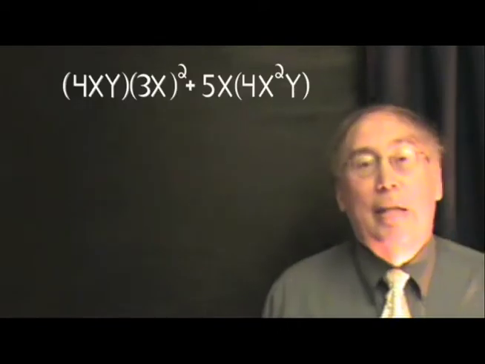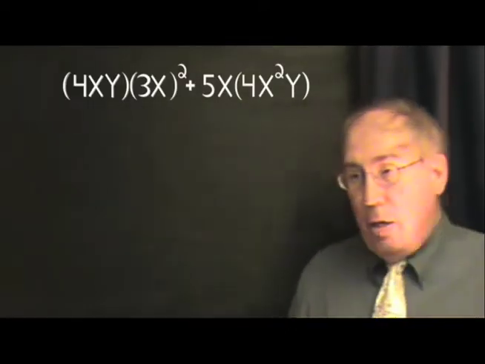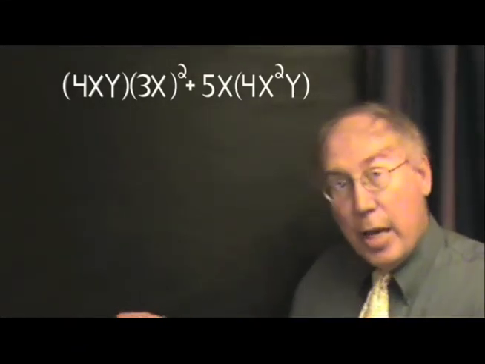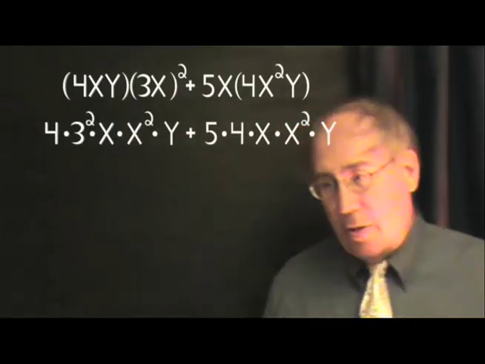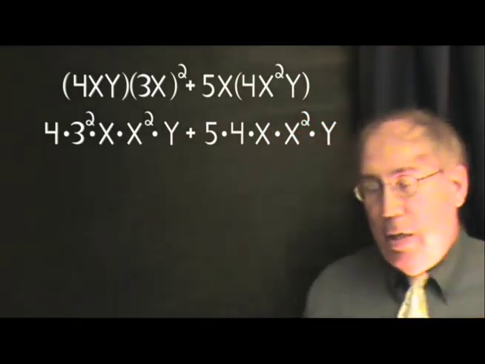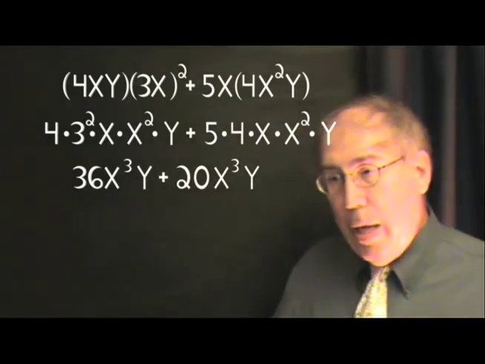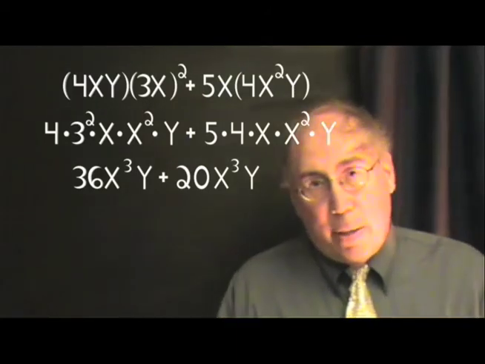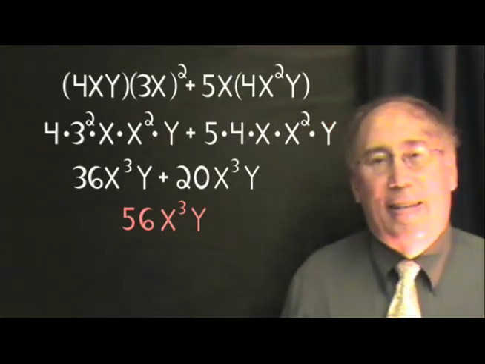Now in our last problem here, we're adding 2 monomials together. So let's take and rearrange them on both sides of the plus sign, doing what we've done before here, getting all the x's together, all the y's together, and the numbers together. And so we should land up here with 36x cubed y plus 20x cubed y, and those are like terms, so that all adds up to 56x cubed y. Okay, thank you.